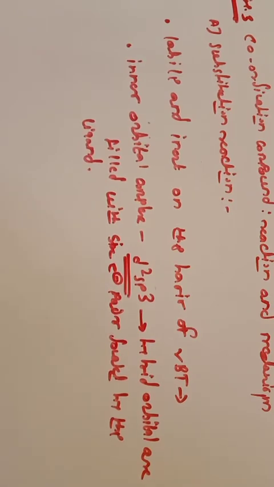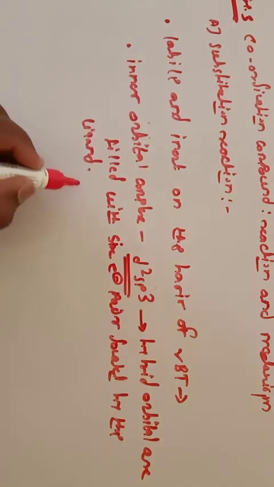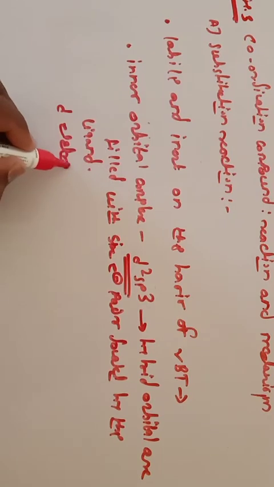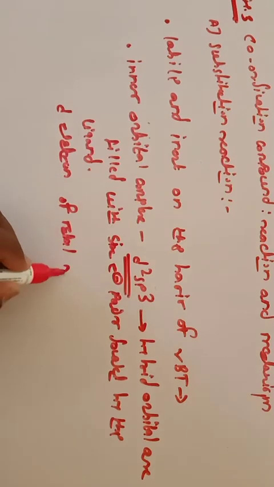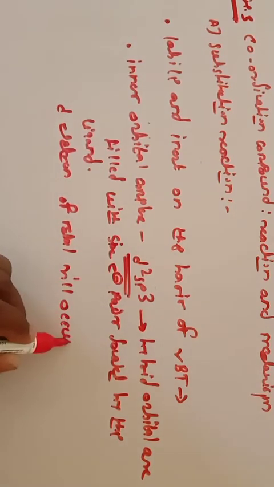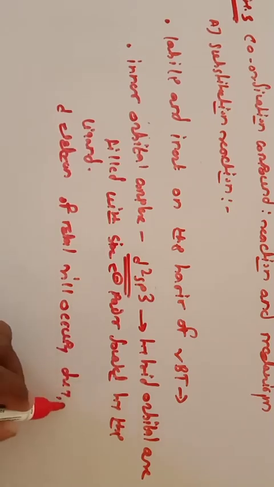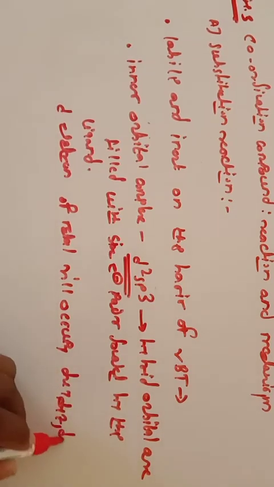The d electrons of the metal will occupy dxy, dyz, and dzx. So this inner orbital complex consists of d2sp3 hybridization, and the hybrid orbitals are filled with 6 electron pairs donated by the ligands. The d electrons of the metal will occupy the dxy, dyz, and dzx orbitals.